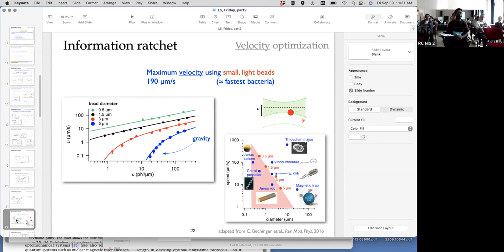So again, the speed is 190 microns per second. This is like a very, very fast bacterium. E. coli is about 20 microns per second. So again, at their own scale, the micron scale and so forth, these are competitors to the bacterium.